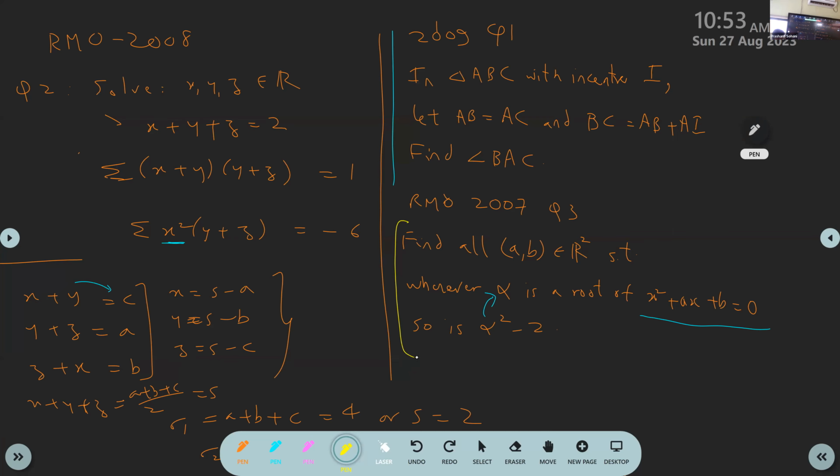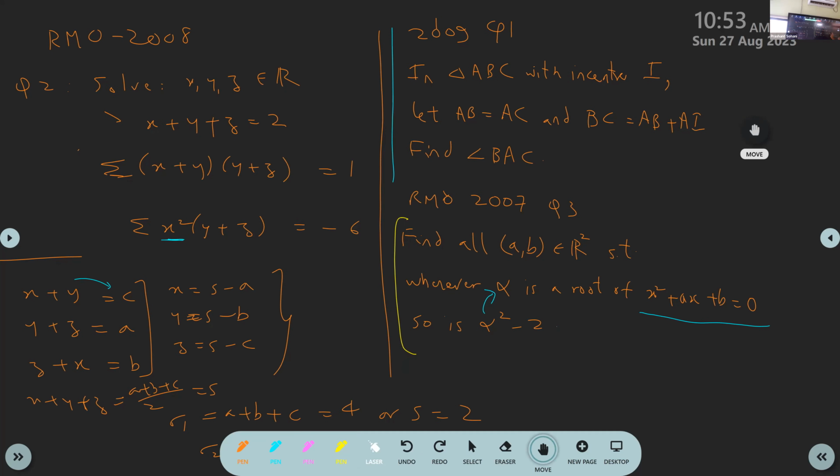Okay, I see. Can you write your solution properly? I will check it. The idea which I was thinking is that, see, what is the question saying? If alpha is the root of the quadratic, I'm going to get one more root, alpha square minus 2, and this chain can keep continuing, right?